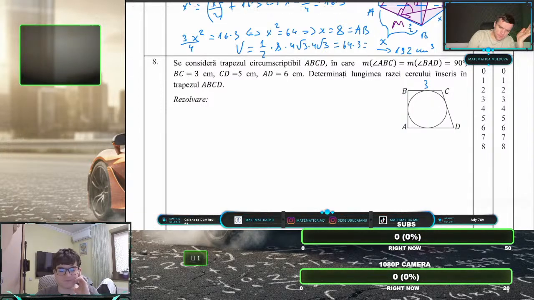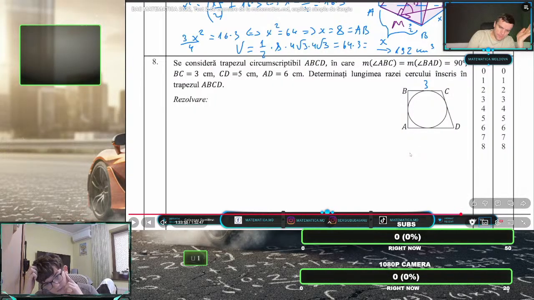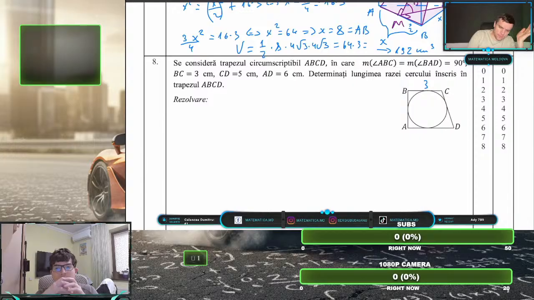Well, bruv, what can be done here? You know, the 90 degrees and stuff. BC is 3, CD 5, AD 6. You can do something Pythagorean to find AB by drawing a diagonal from A to C.